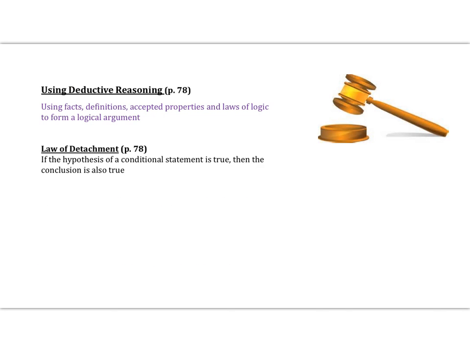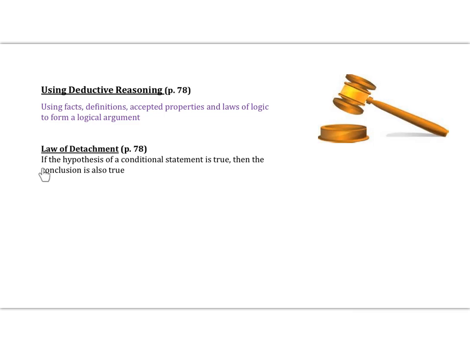All right, now let's get familiar with deductive reasoning. Deductive reasoning uses facts, definitions, accepted properties, and laws of logic to form a logical argument. So think of a judge's gavel here. When he slams it down, law is happening. It's the final word. So deductive reasoning uses facts, definitions, accepted properties, and laws of logic.